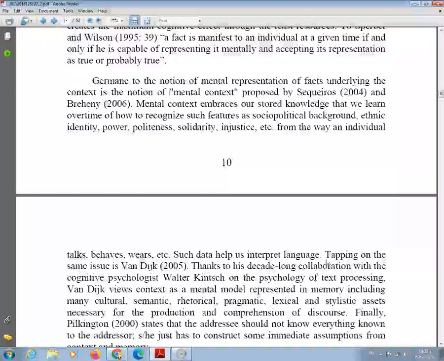So we can get mental context, and it has to do with our stored knowledge regarding politics, power, identity, ethnic background. All these are part of our world knowledge, of what we know about the world.